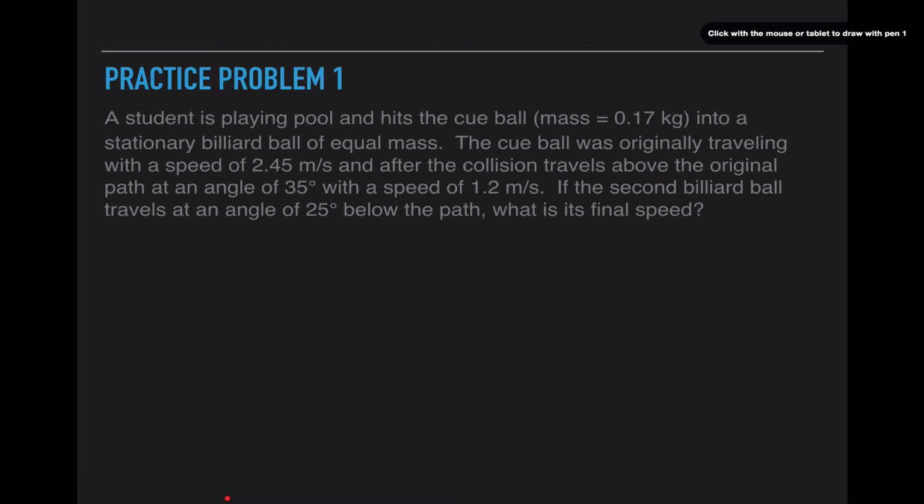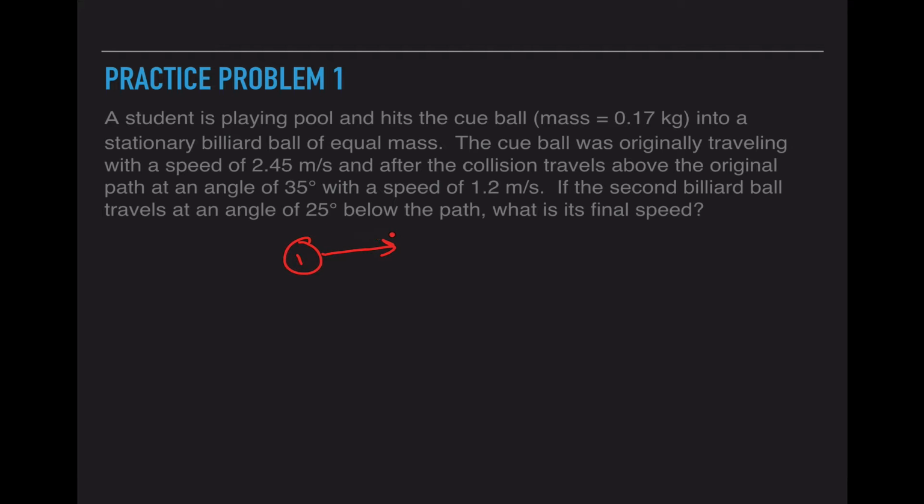Alright, so here's our first sample problem. A student is playing pool and hits the cue ball with a mass of 0.17 kilograms into a stationary billiard ball of equal mass. The cue ball was originally traveling with a speed of 2.45 meters per second, and after the collision travels above the original path at 35 degrees with a speed of 1.2 meters per second. If the second billiard ball travels at an angle of 25 degrees below the path, what is the final speed? So first thing I'm going to do is draw a picture.